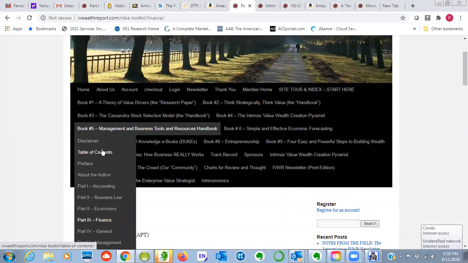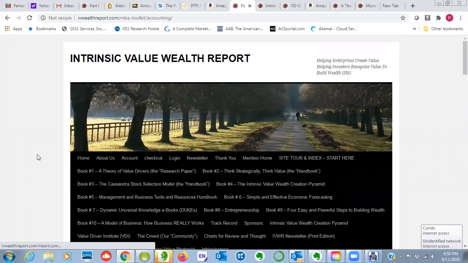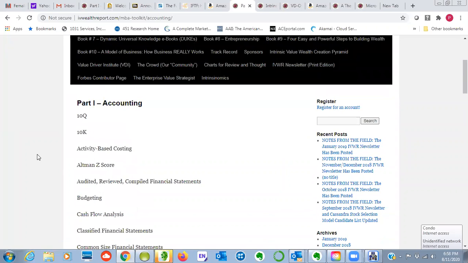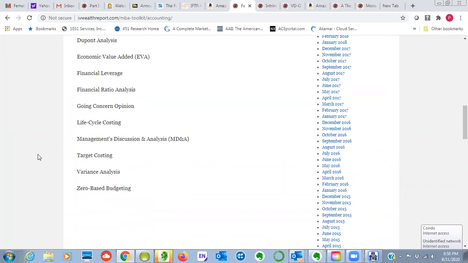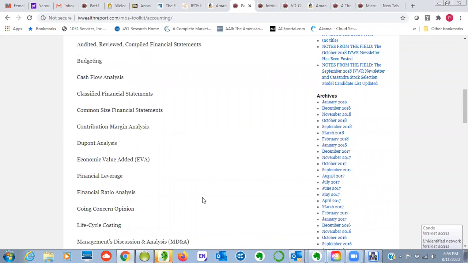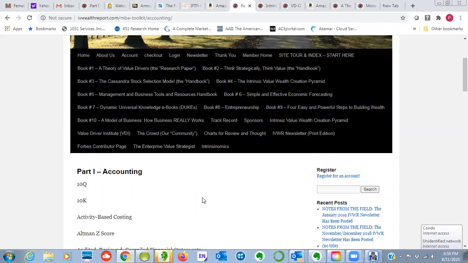For accounting, let's see what accounting people should know. Again, you don't necessarily have to know each one of these things, but you should probably have been exposed to a good number of them. And again, if you don't know what these are, then just Google them. Google target costing or variance analysis or zero-based budgeting or whatever, and see if it's something that applies to you, or something you want to know.